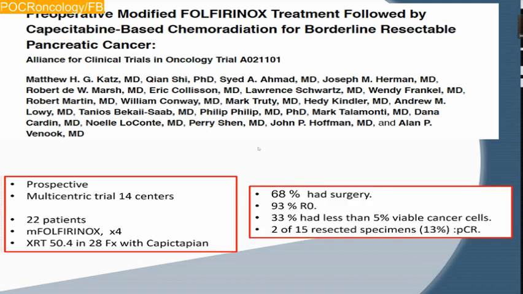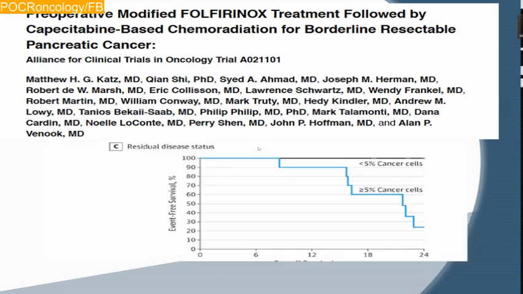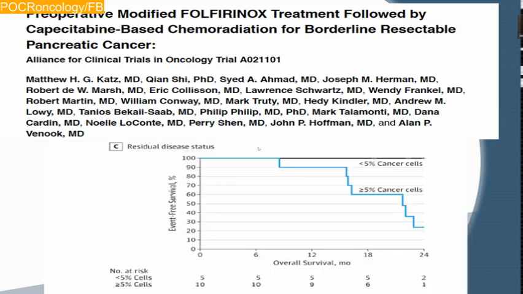Up to 70% went for surgery, and the complete margin was 93%. 33% had less than 5% viable tumor, and 13% had pathological complete response. If you look at those who have less than 5% tumor compared to the ones with more than 5%, there is actually a survival benefit between the two. So that's an excellent trial in the modern era and shows us that chemotherapy with radiotherapy can actually help those patients in the borderline.